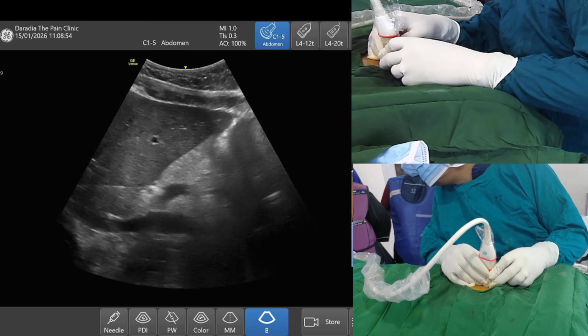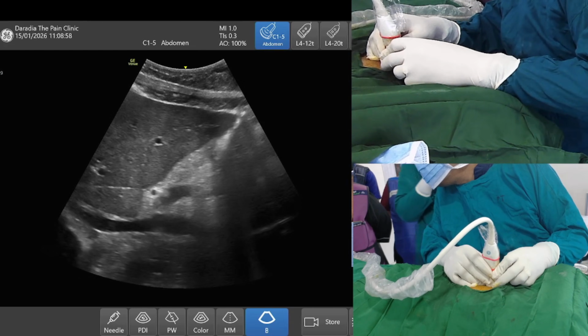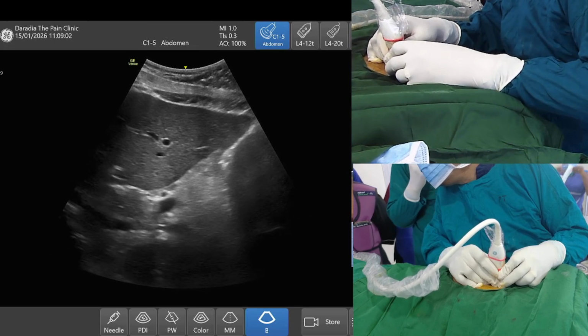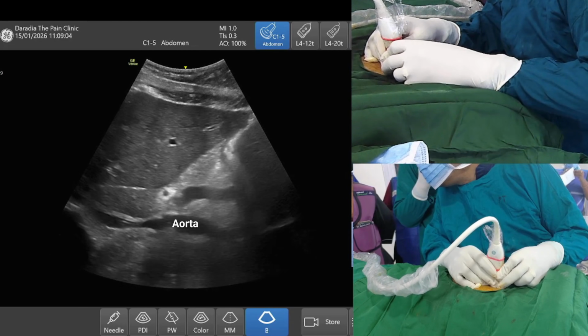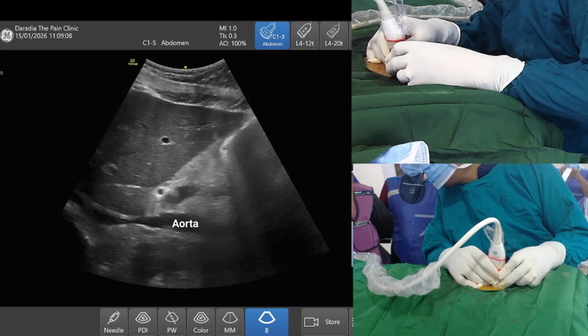We use a low-frequency curvilinear probe and place it just below the liver in the epigastric region. First, identify the abdominal aorta in the long-axis view. Once the aorta is clearly visualized, slide the probe slightly caudal.